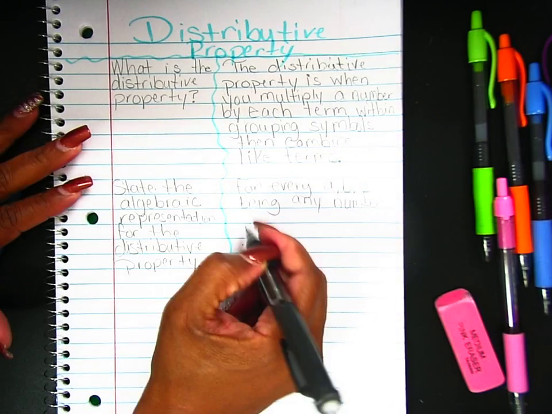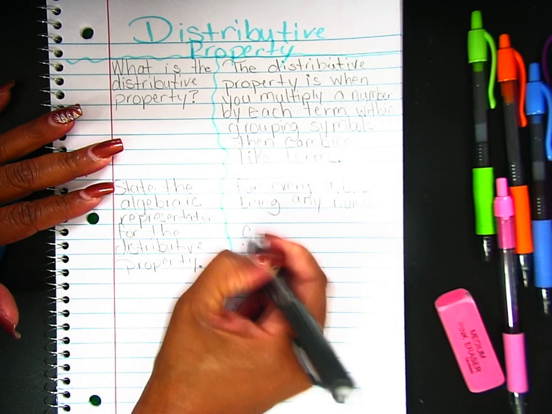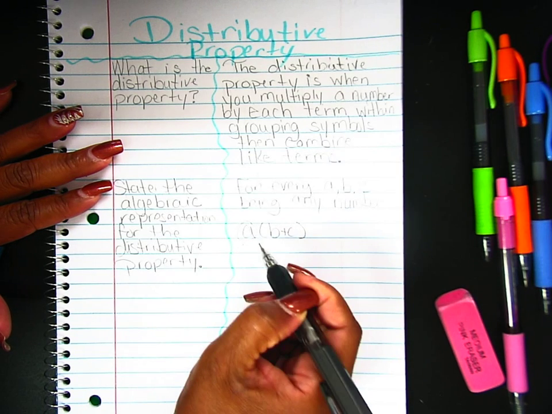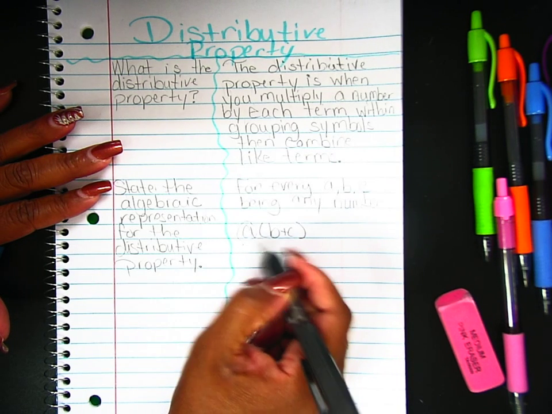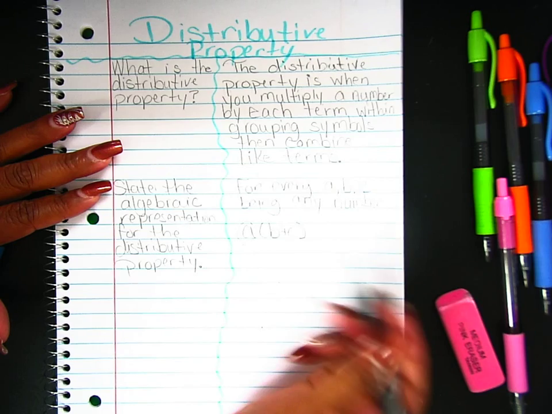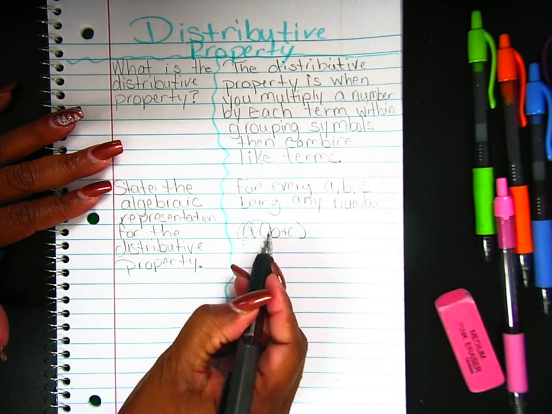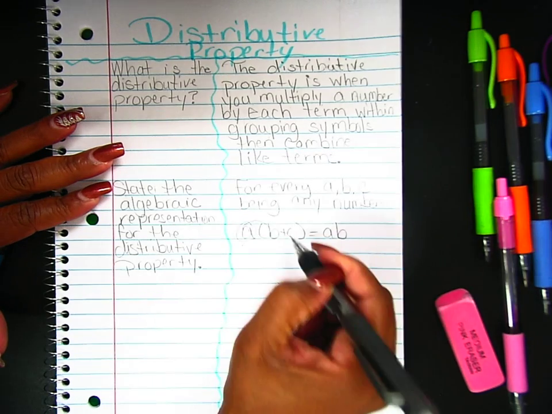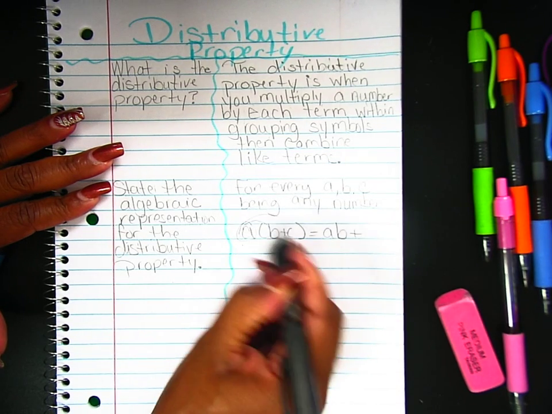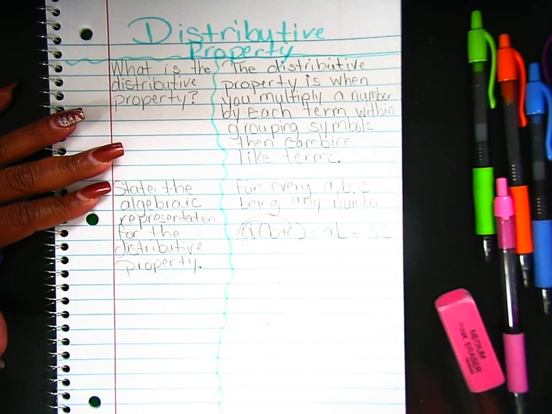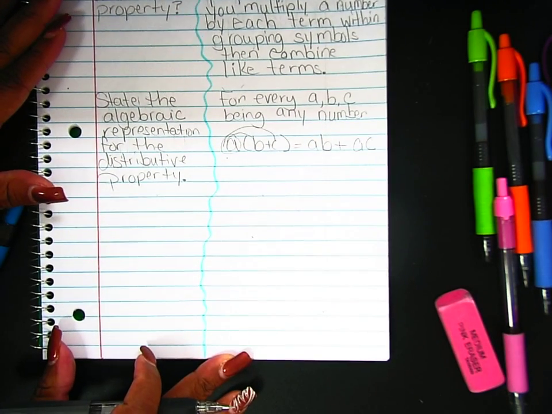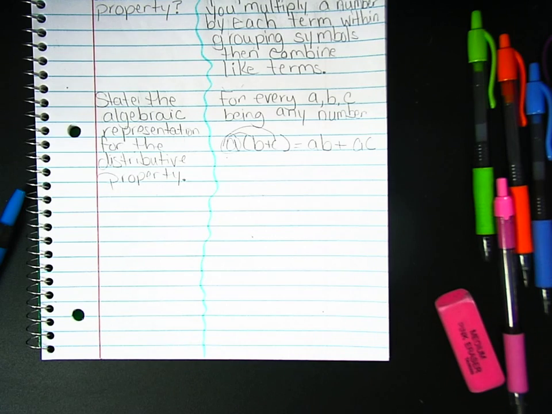Then you can apply this: A times the quantity B plus C, where you take the A and distribute it over the sum of B and C. So you say A times B gives you AB, plus, because that's a plus sign, A times C, AC. That's a part of the distributive property.